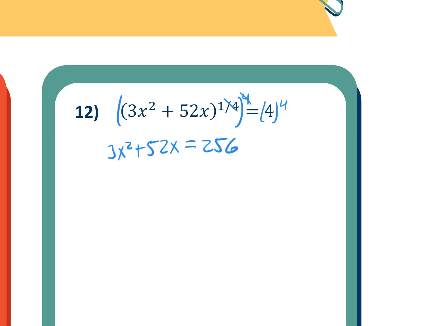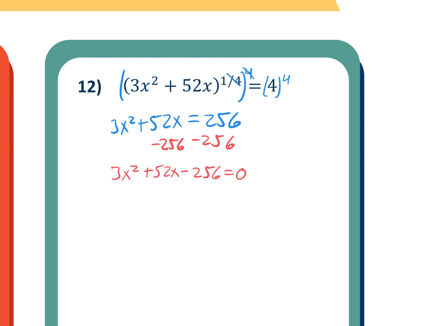You can verify that on your own. You can multiply 4 by itself 4 times. It should get you 256. And now this is a quadratic equation that you want to set equal to 0 and see if you can factor it. So let's subtract 256 on both sides. So we get 3x squared plus 52x minus 256 equals 0.